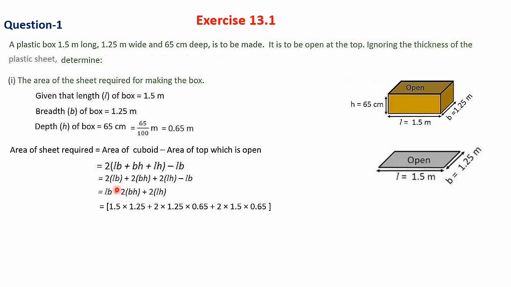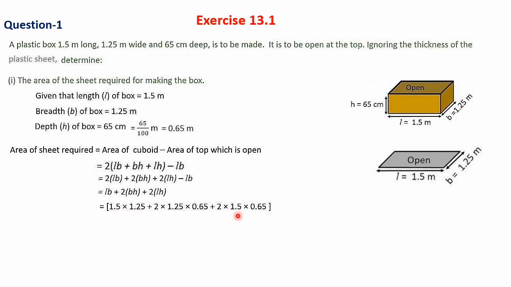We can go for substitution. That is L into B, L is 1.5 into 1.25, plus 2 into BH, BH is 1.25 into 0.65, 1.25 into 0.65, plus 2 into LH. L is 1.5 meter, H is 0.65 meter. So let's go for multiplying this one.